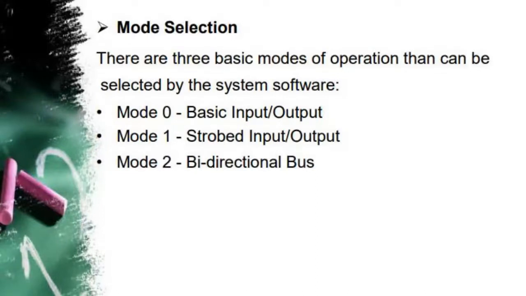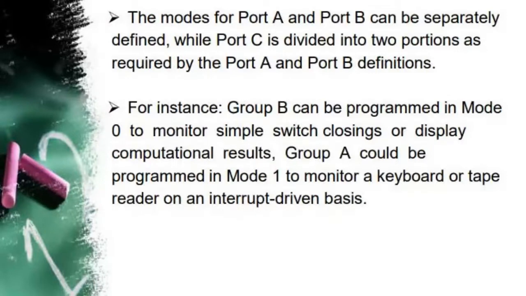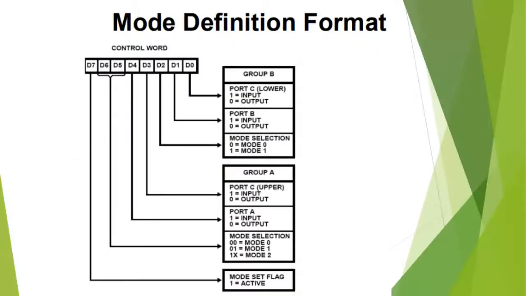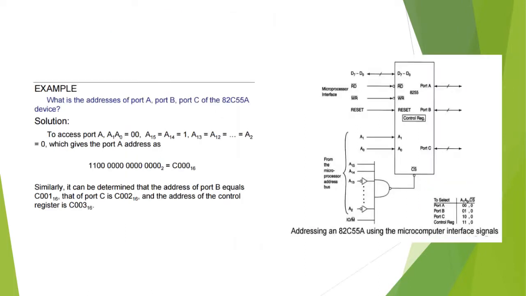Mode 1 and mode 2 are a bit complex, not too much, but I think we will not get time to touch them. Now the control word, it's an 8-bit control word. Which bit represents what? We discussed that the LSB represents port C lower, then the next one is port B, next is for mode, then port C upper, then port A, then the next two bits are for mode, and D7 is 1. We have discussed this many times.